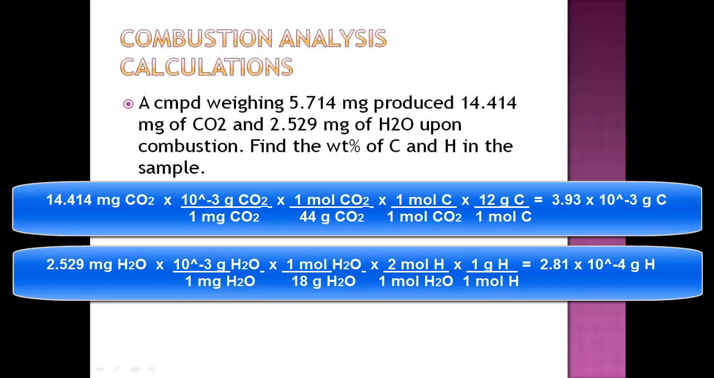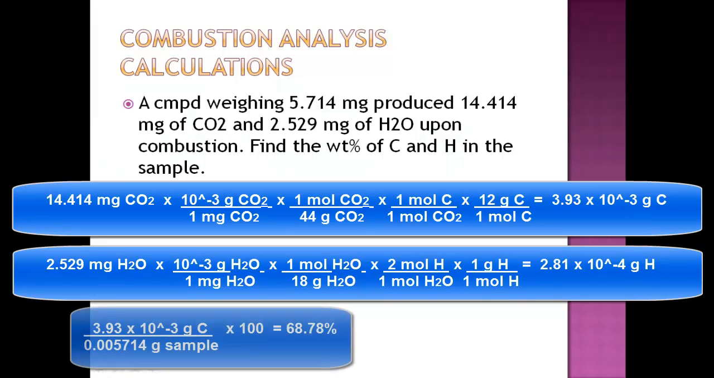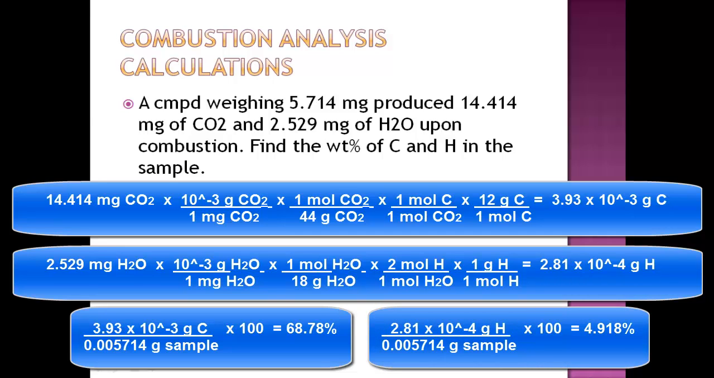I'm almost done. All I've got to do is find the weight percent. Weight percent is grams of substance over grams of sample. So my grams of substance for carbon was 3.93 times 10 to the negative 3 grams divided by the grams of the sample, which of course they gave to me in milligrams. I just go ahead and move that over 3 spots. So it's 0.005714 grams, times 100, is about 68.78%. And I do the same thing for hydrogen, I get about 4.918%.